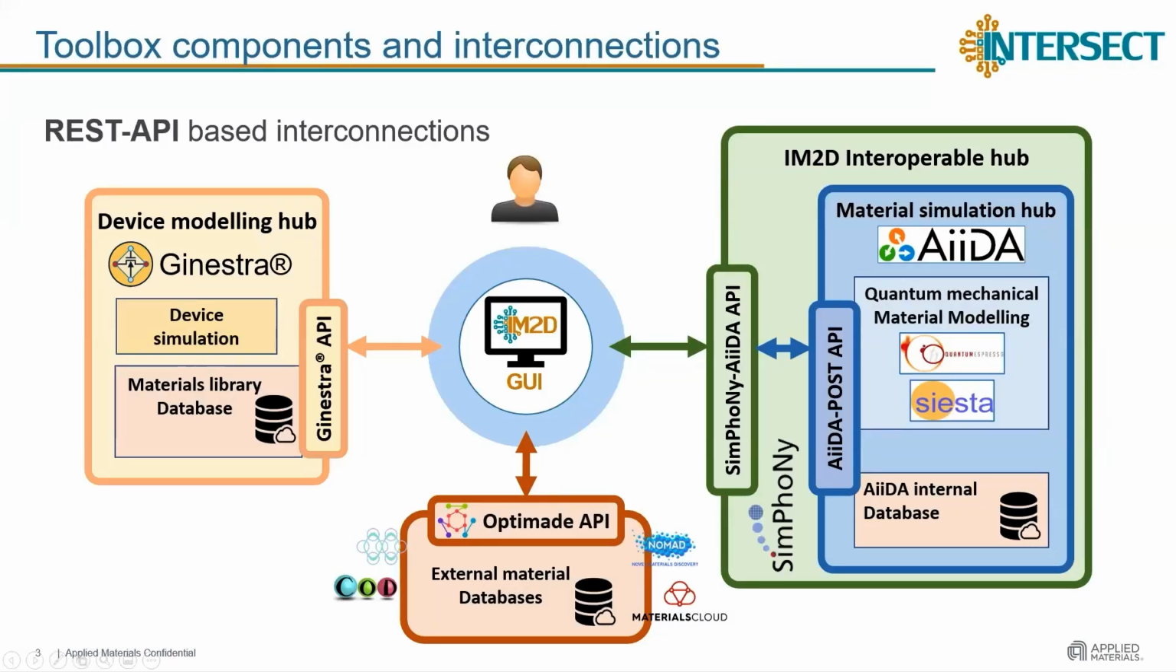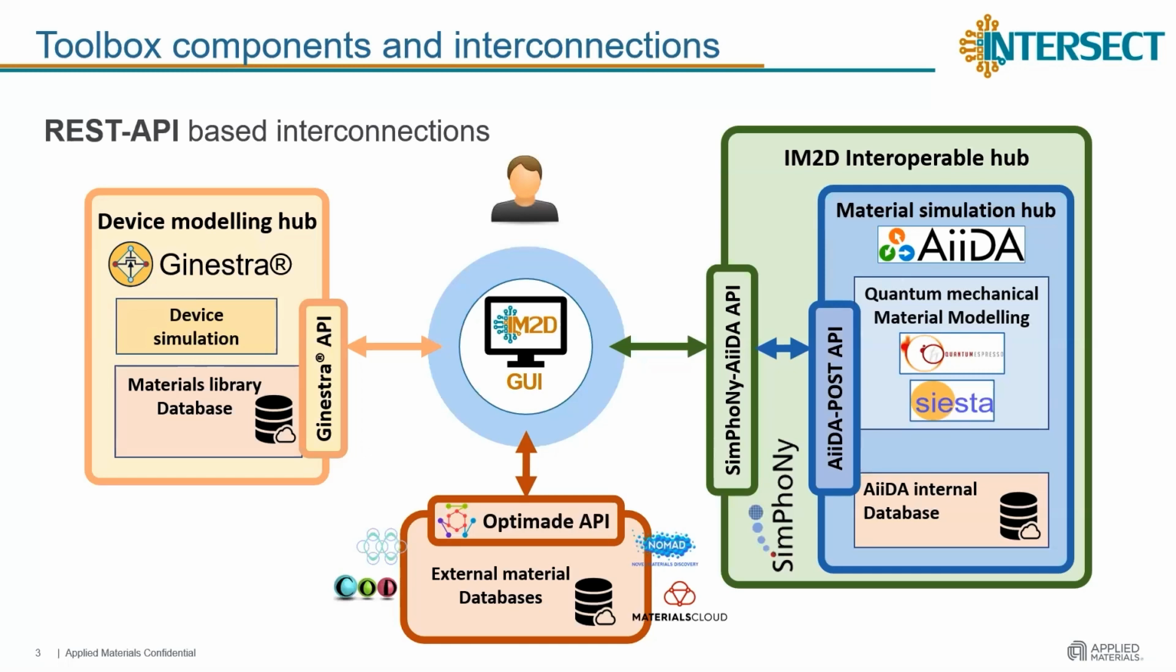The scheme provides an overview of the organization and the capabilities of the interoperable material-to-device toolbox. As you can see, the infrastructure is accessed by the user through the graphical user interface that connects to several components, from the quantum mechanical codes, Quantum Espresso and Siesta, to the automation of atomistic simulation, passing through the semantic level introduced by AIDA up to the Ginestra device simulator. To achieve this goal, we have developed a common REST API shared by all the components.